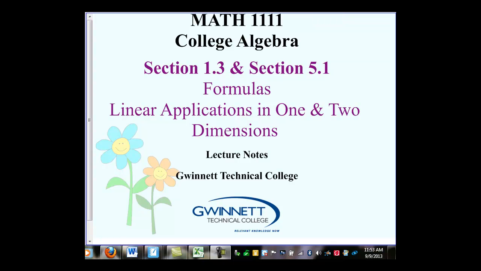All right, so sections 1, 3, and 5.1. I know we were just in 5.1. We're going to pick up a little bit more in it. So we're talking about formulas, linear applications, in 1 and 2 dimensions.